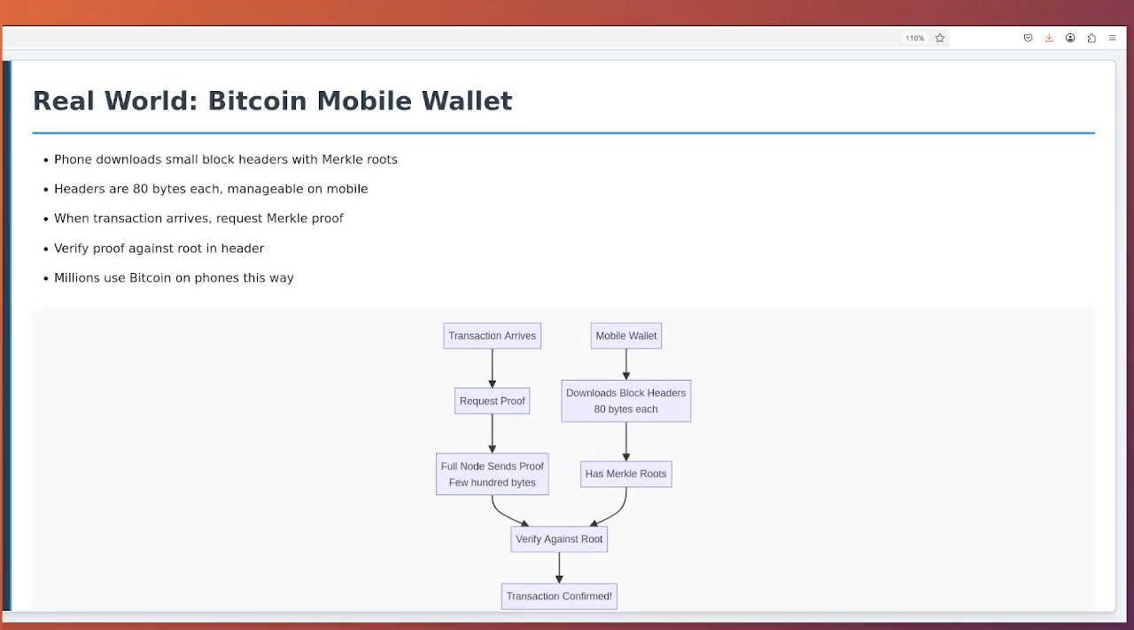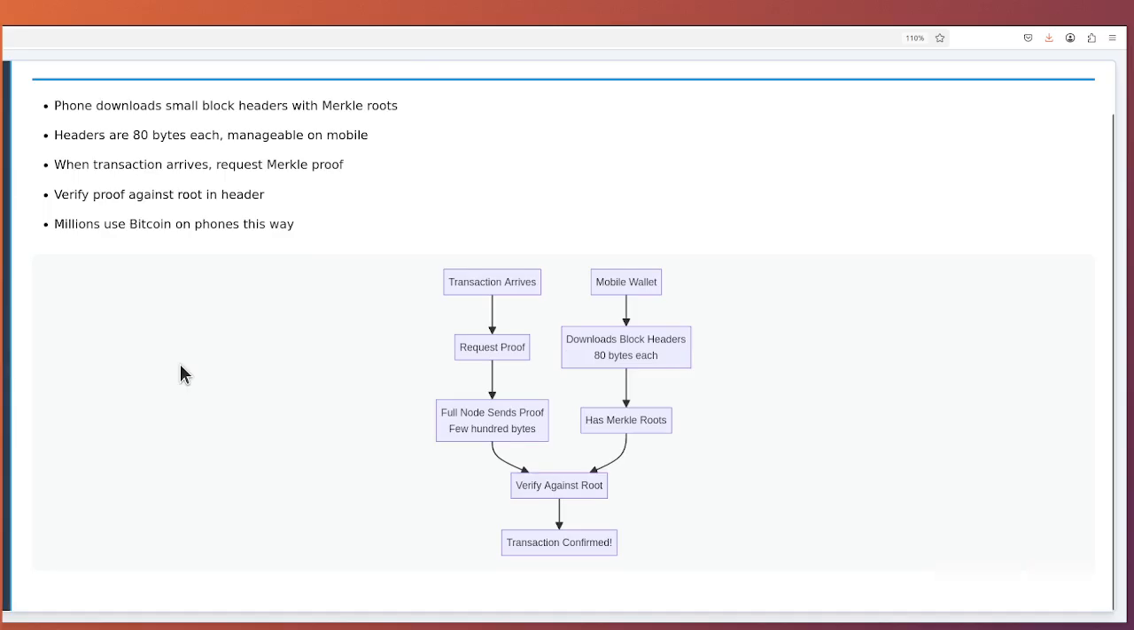Real-world example. Let's see how this works in a real-world scenario. For example, a Bitcoin mobile wallet. Your phone doesn't have space to download the entire Bitcoin blockchain, which is hundreds of gigabytes. But you want to verify that someone sent you Bitcoin. Your wallet downloads just the block headers, which contain Merkle roots. Each header is only 80 bytes. For years of blockchain history, that's maybe 50 megabytes.